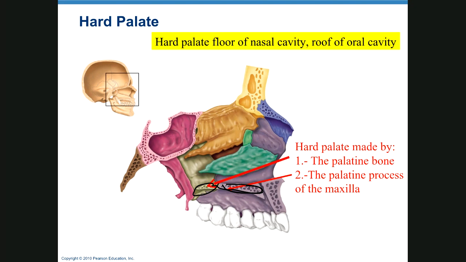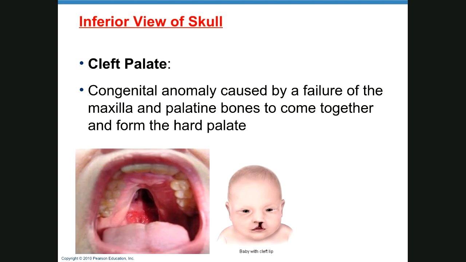So you can feel a ridge in the middle of your hard palate, which is the place where these two bones come together. There is an abnormal condition in which these bones do not seal, do not come together, and therefore they will leave an opening connecting the oral cavity with the nasal cavity. The condition is called a cleft palate. It's a congenital anomaly, and nowadays it is repaired through surgery. So you should know what a cleft palate is.